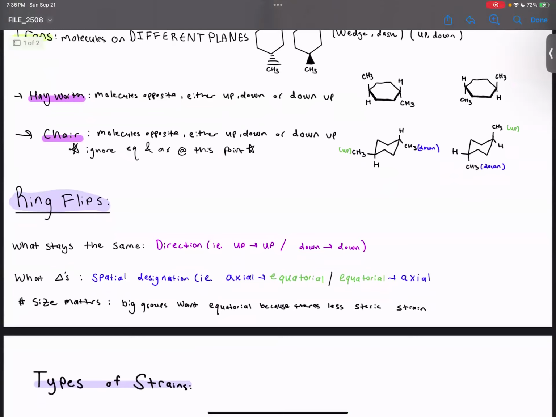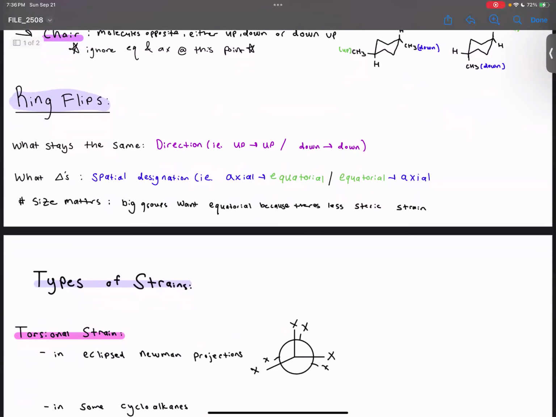So now when we talk about ring flips, things that stay the same are going to be the direction. So if something starts up, it's going to still be up. If something starts down, it's going to still be down. And then what's changing is the spatial designation. So if it starts at axial, it's going to become equatorial, but it's going to still be relative up to where it was before.